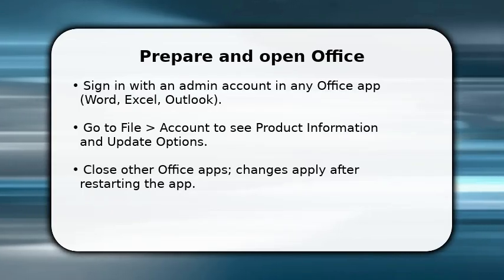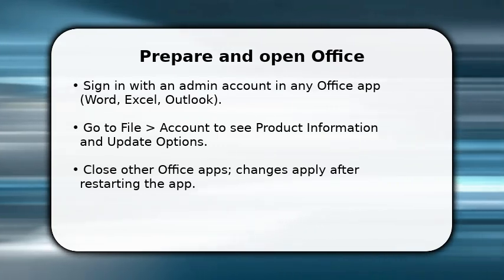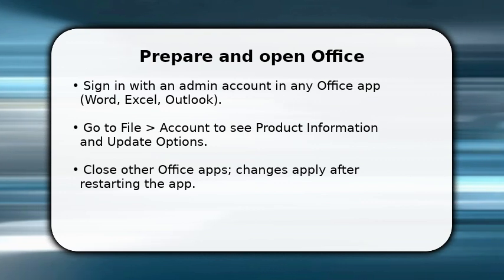You start by using an administrator account so changes stick. Open any Office app like Word, then go straight to File and choose Account to view product information. Once there, look for Update options. This is the control hub for automatic updates.